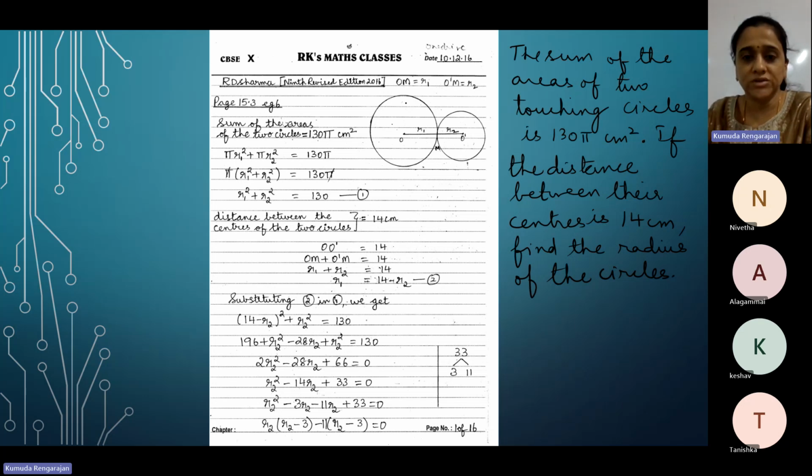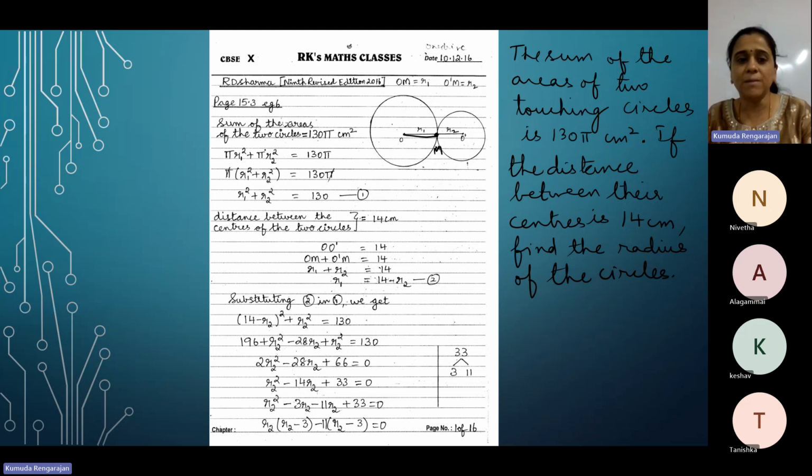All right. So you can see here two touching circles with centers O and O dash. I've called the point where the two circles touch M. OM is the radius of the first circle. O dash M is the radius of the second circle, R1 and R2 respectively.